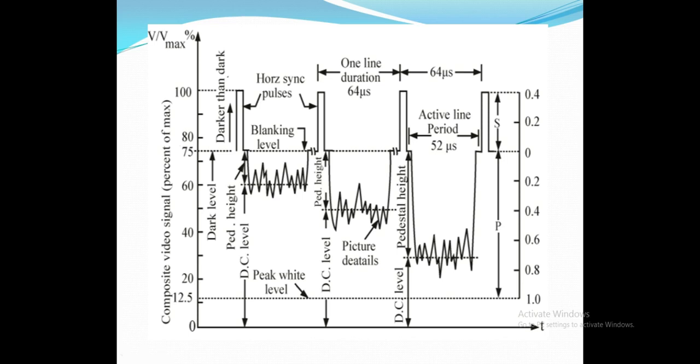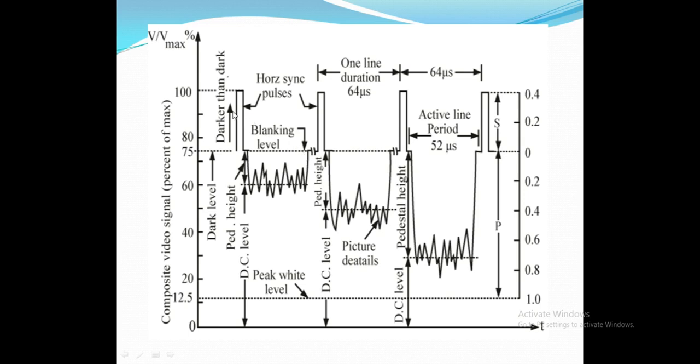Next, blanking pulses are added at the 75% level to make the retrace lines invisible, and the synchronizing pulses are also added at the 75% level, which is known as the blanking level.